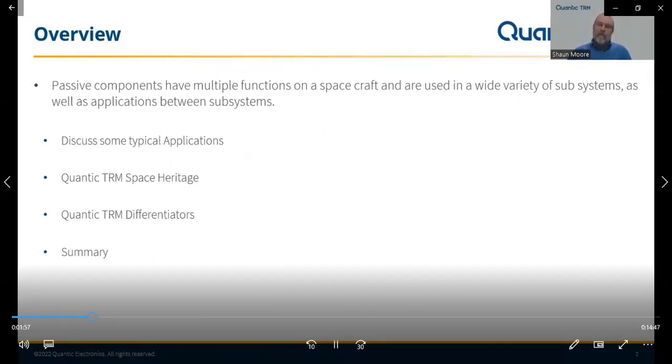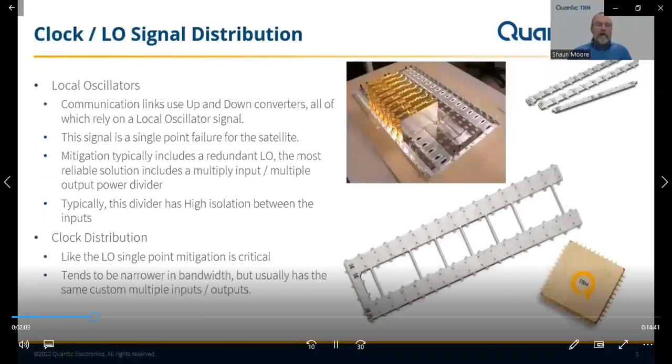Okay, that sounds great. And maybe to get started, what are some of the typical applications? Yeah, so one area that we've really had a lot of work in is distribution networks for LO signal distributions, as well as clock distribution networks. So basically on satellites, you can think of them as being a data relay point, in which case data comes up to the satellite, gets up and down converted, and then gets shot back down again as part of this relay.